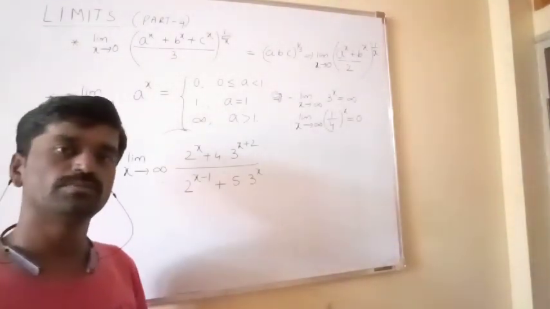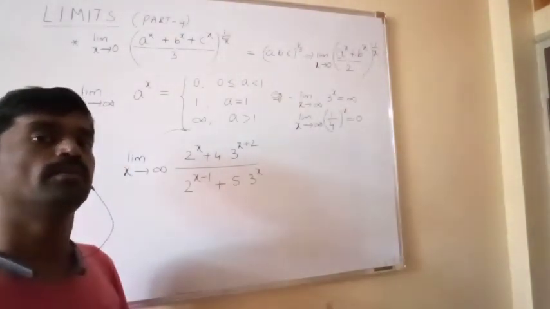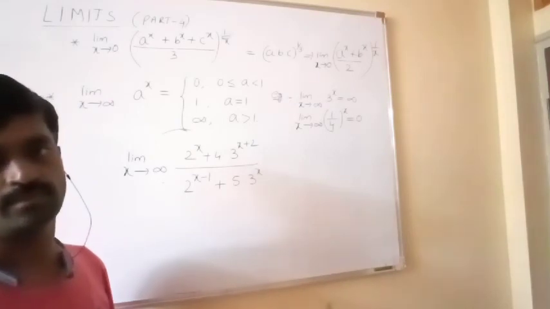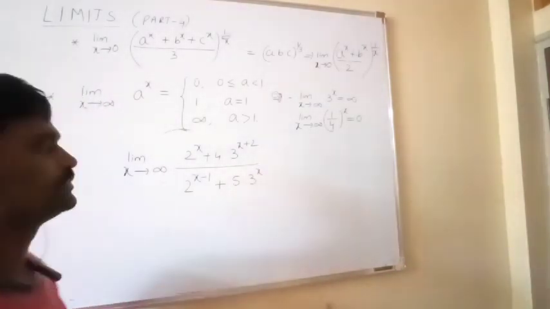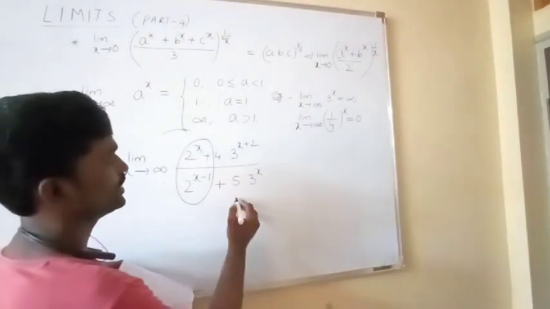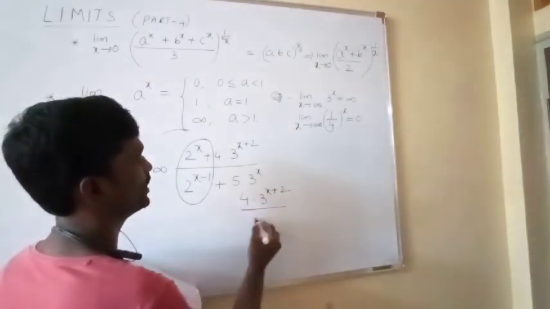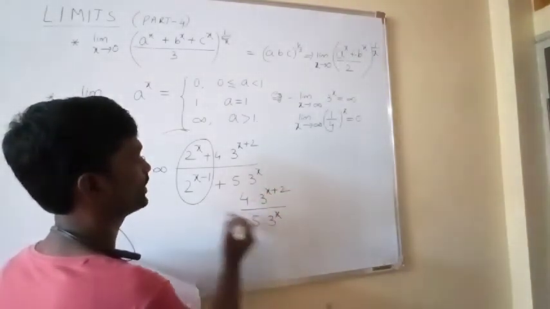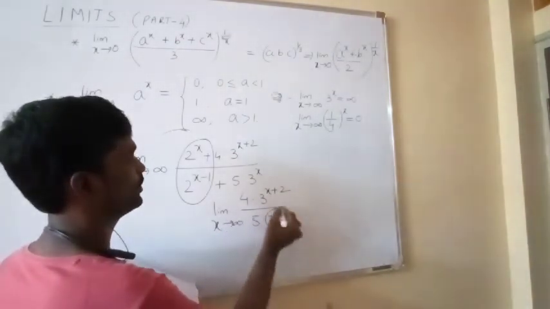But which power is more, sir? Which among these two infinities, which infinity is more? 3 power x infinity is more. Okay, so 3 power x value is more than 2 power x. So that means you can neglect these terms. Then what is left? 4 into 3 power x plus 2 by 5 into 3 power x, limit x tends to infinity. So 3 power x gets cancelled.